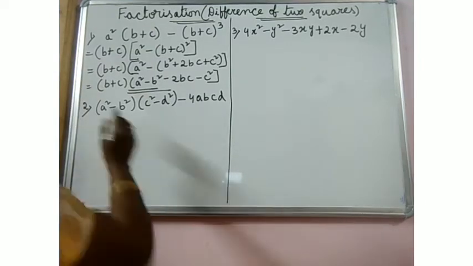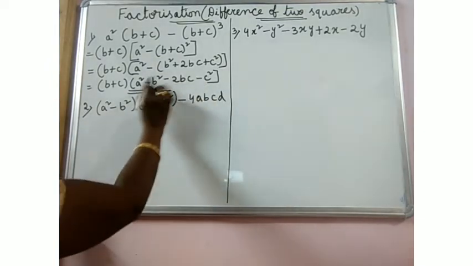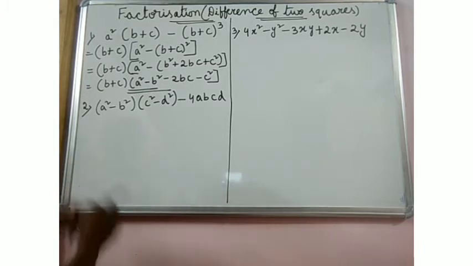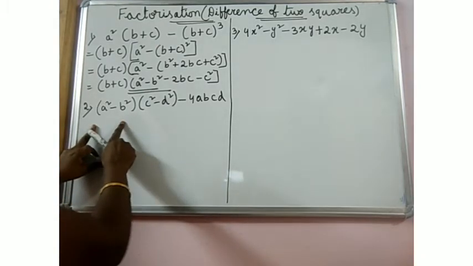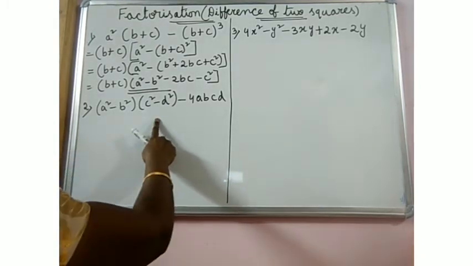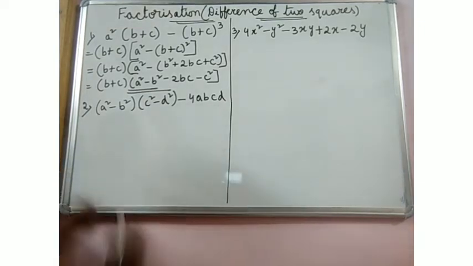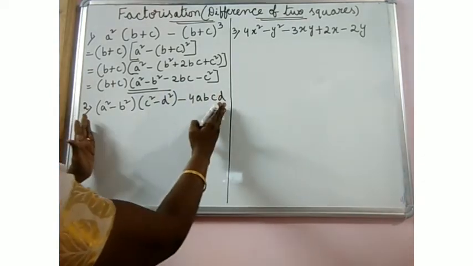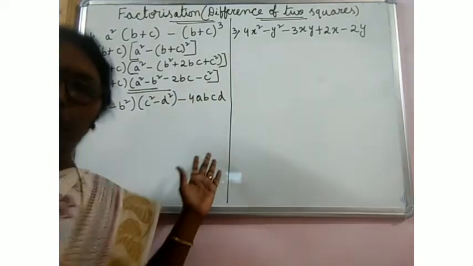Now, something more we cannot do, only this much. Now here this is a different variety, you see. (a square minus b square) into (c square minus d square) minus 4abcd. This is one, this is another one. 2 terms only. This particular expression is having only 2 terms.